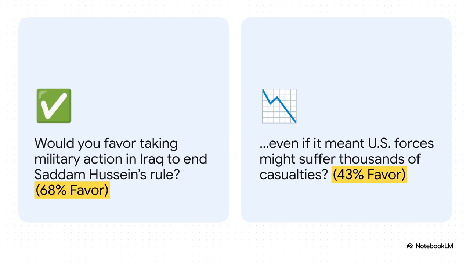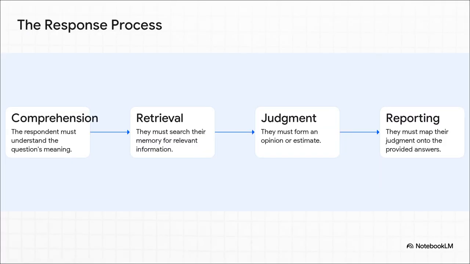68% said yes. But then they asked a different group the same question, but they added one little clause, even if it meant U.S. forces might suffer thousands of casualties. Support absolutely plummeted down to 43%. That is a 25-point difference based on just a handful of words. Wording is everything. So why is getting the wording right so hard?